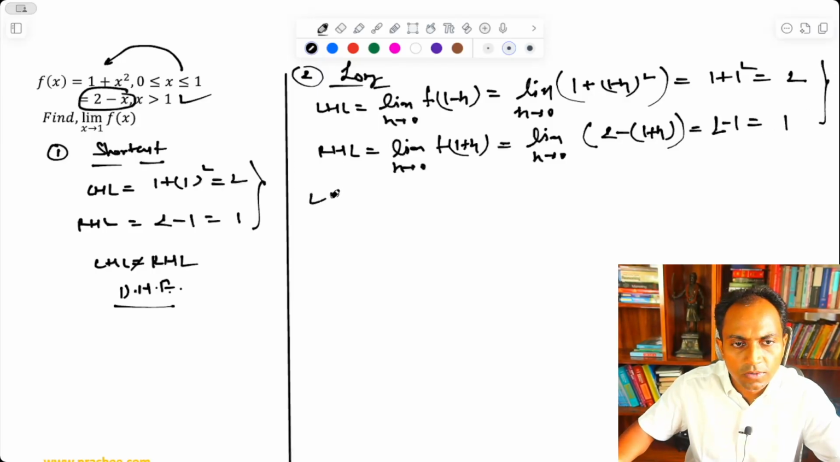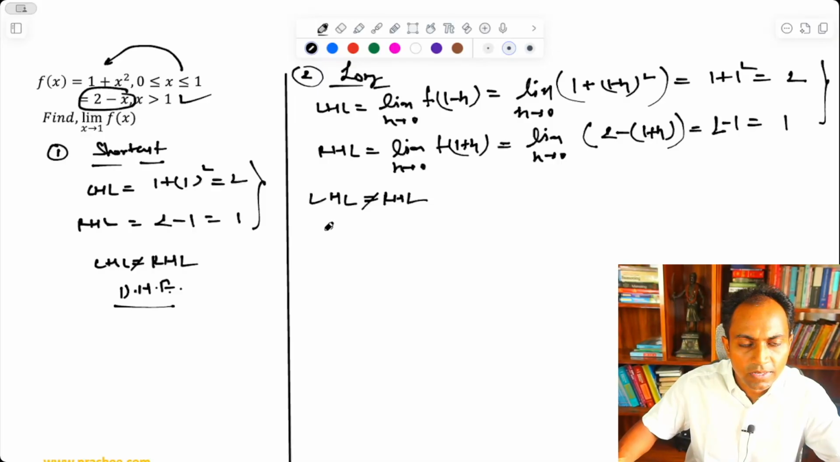Both of them are not equal. So LHL is not equal to RHL. The limit does not exist.